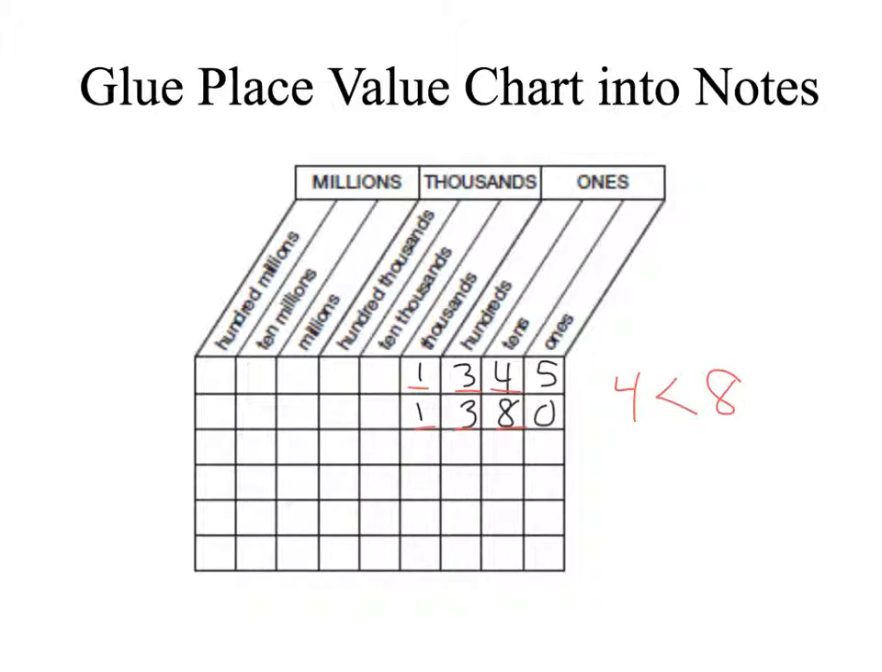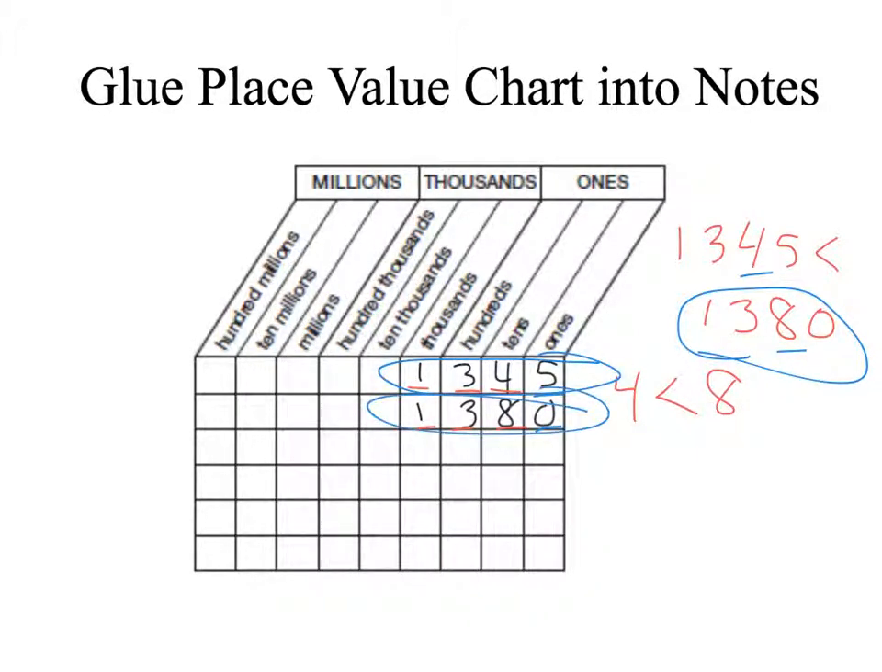So we now know that 1,345 is less than 1,380 just by looking at the tens place. You don't even need to look at the ones place because the tens place automatically tells you that this number right here is larger. If you just looked at the ones place, you would have seen a 5 and a 0. Well, 5 is larger than 0, so you would have gotten an incorrect answer by telling me that this particular number was larger than this one if you only looked at the ones place. So it's important that you first look at the largest place value.